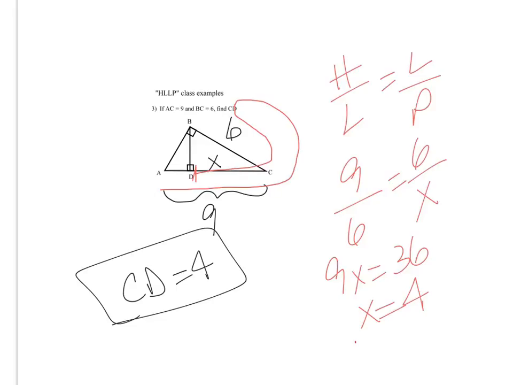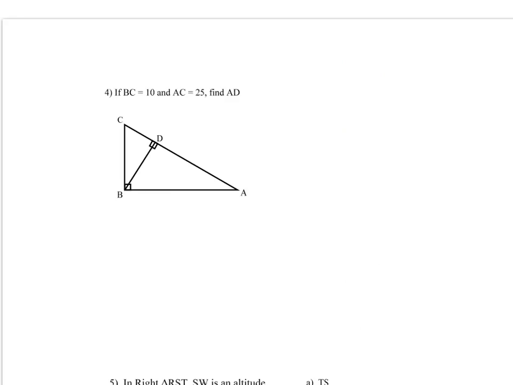Notice that in this case, I'm using the right projection with the right leg. So it's hypotenuse over leg equals leg over projection. If I was trying to find AD, let's say I had a y there, I would definitely need this piece of the triangle. Let's take a look at it.